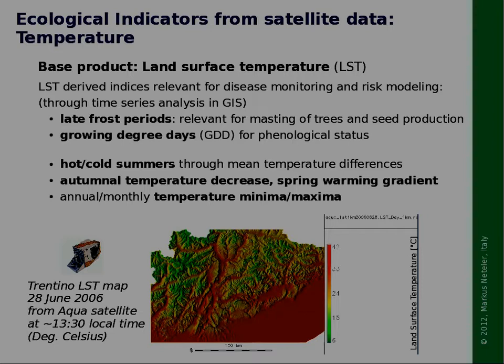From the time series we can identify hot and cold summers, which deviate from average temperatures, and also look at autumnal temperature decrease, likewise spring warming gradients, which are relevant for the emergence of ticks and mosquitoes. And of course all common indicators like temperature minima, maxima can be derived.